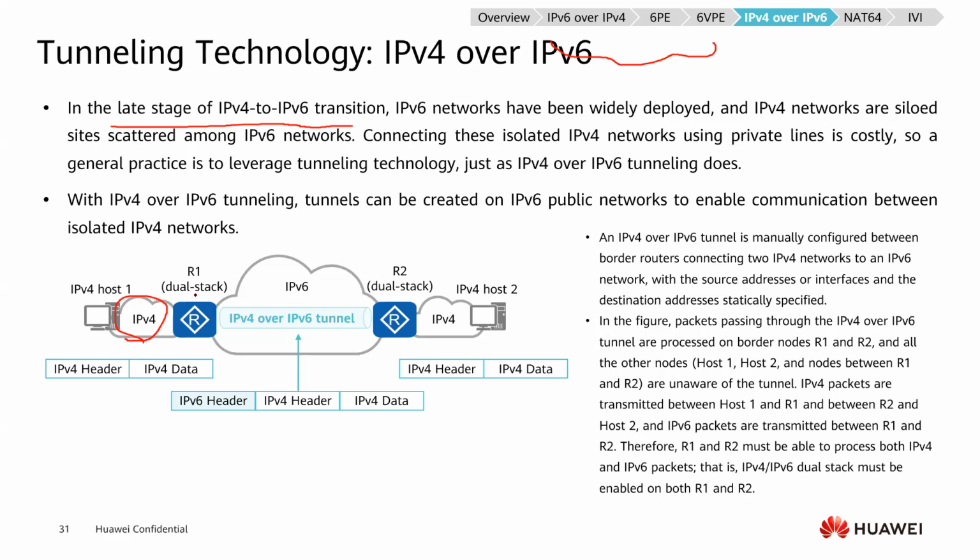So for R1, the two border devices also need to establish dual stack. Then they receive the v4 packet and encapsulate a v6 header onto it, and then it becomes a v6 packet and is sent to the other border device, R2. R2 will decapsulate the v6 header and check the IPv4 routing table to send this packet to the destination.